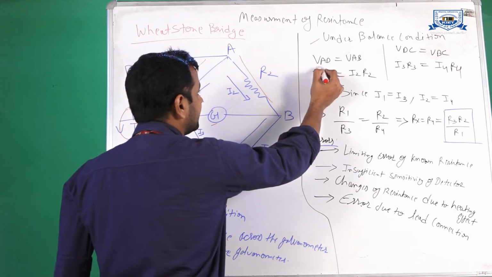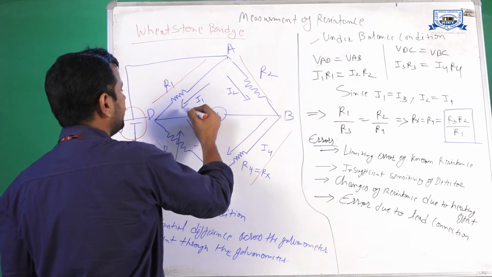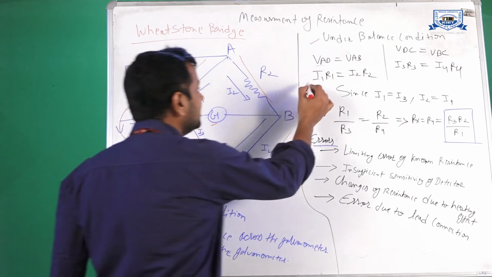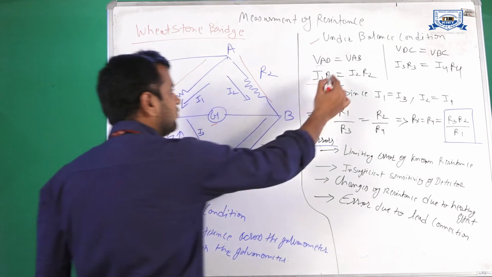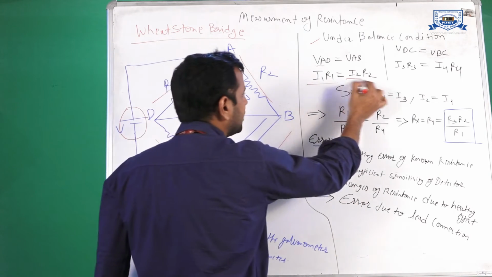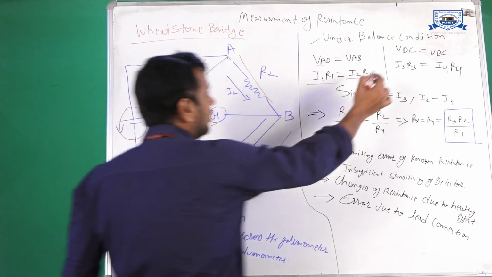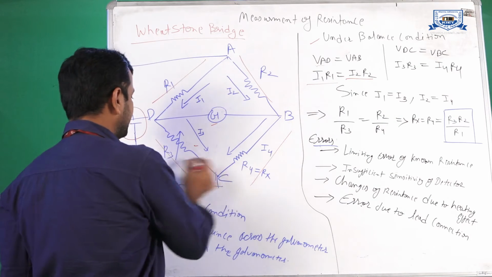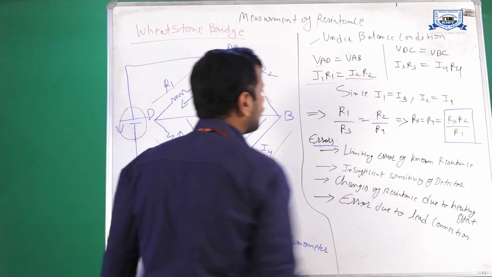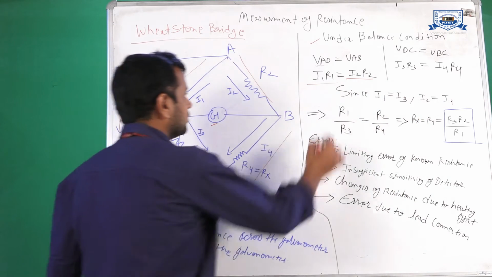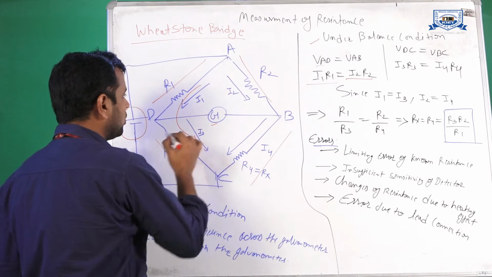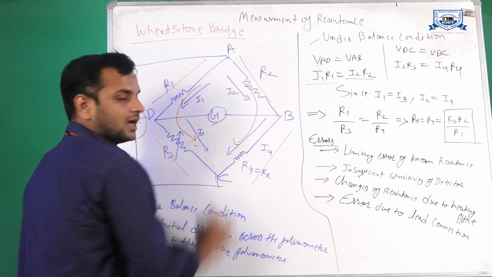So you can write the equation for VAD. The current in branch 1 is I1 and the resistance is R1, so VAD is equal to I1 R1, and VAB is equal to I2 R2. Similarly, VDC is the voltage drop in branch 3, which is I3 R3, and for VBC the voltage drop is I4 R4. Here you can see that I1 is equal to I3 and I2 is equal to I4.